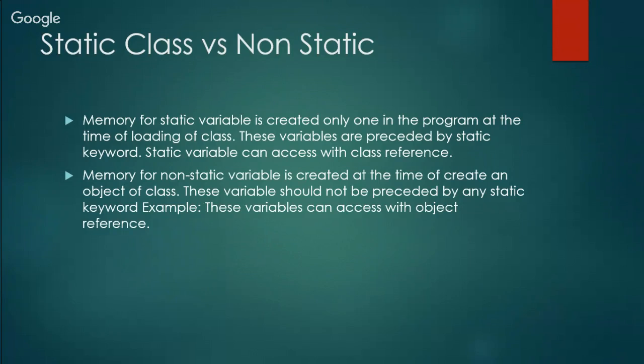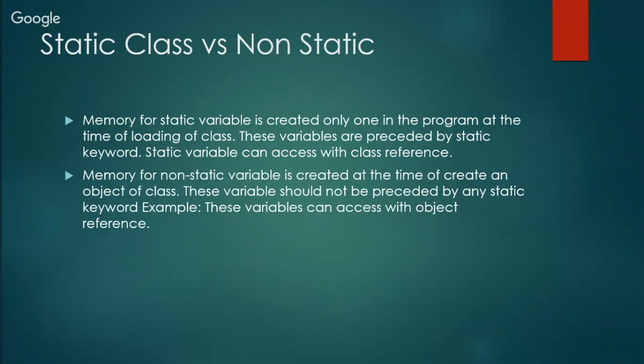In the other case, the non-static variable is created in memory whenever an object is created. Memory is allocated multiple times whenever a new object is created. The non-static variable is also known as an instance variable, because memory is allocated whenever an instance is created. The non-static variables are specific to an object, and the non-static variable can be accessed with an object reference.